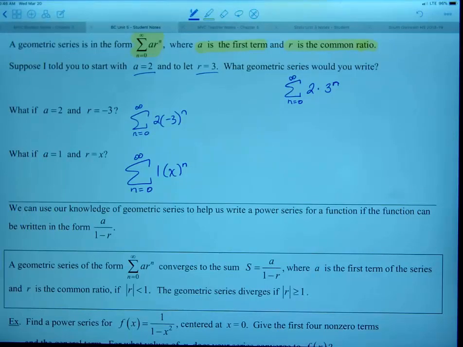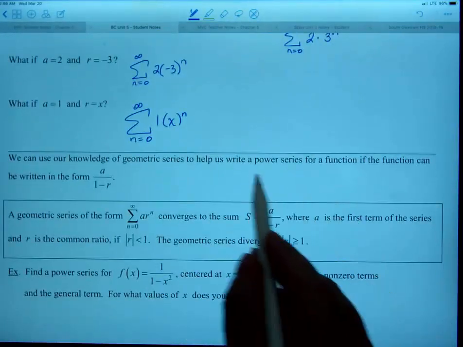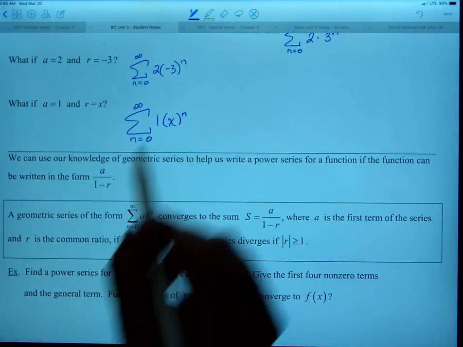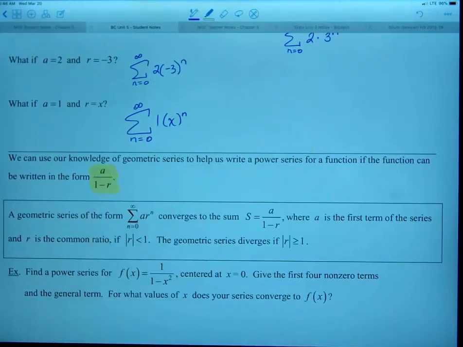So, throughout the process of what we're doing today, you're going to be given a problem. You're going to be able to find out what a is, find out what r is, then quickly, you're done. There's the series. There it is. Okay? We can use our knowledge of the series to write this power series, as long as you can take your problem and write it like this. It has to be a over 1 minus r. So if you can take the problem that I give you and make it look just like that, you can make a power series out of it, just like that.